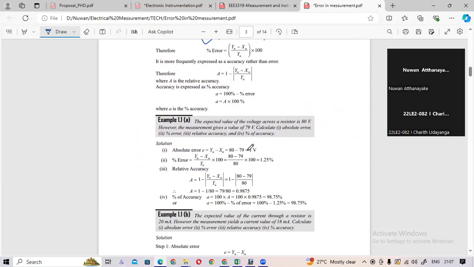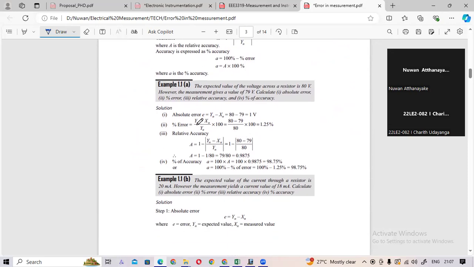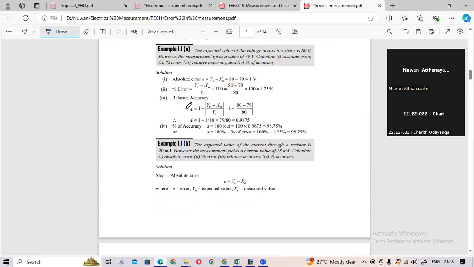So your error is 1 volt. Okay, so then 1 volt is divided by the expected value, that means by 80. Okay, then multiply by 100%, it will be the percentage error.